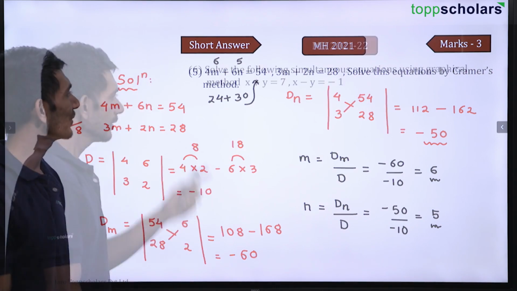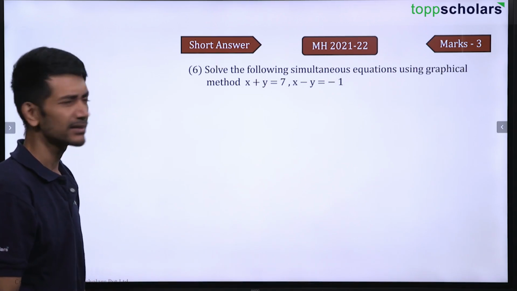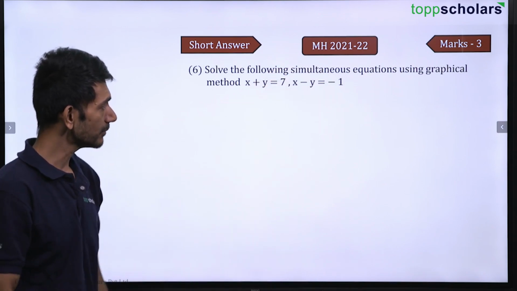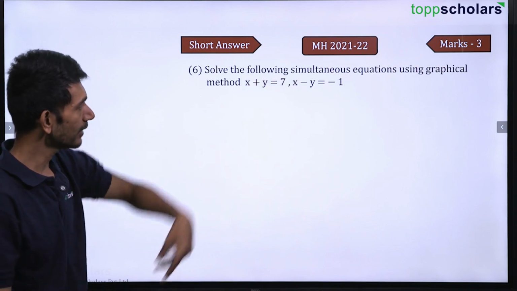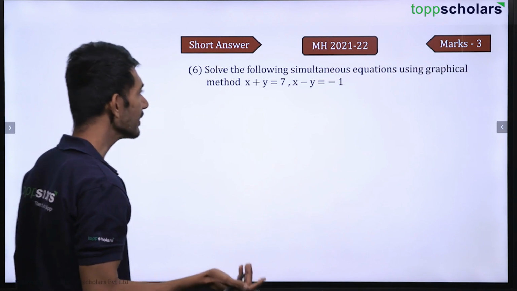Now the new question says, solve the following simultaneous equations using graphical method. Very simple question. It was asked for 3 marks, that too 2 times, right? That too in 2021-22.